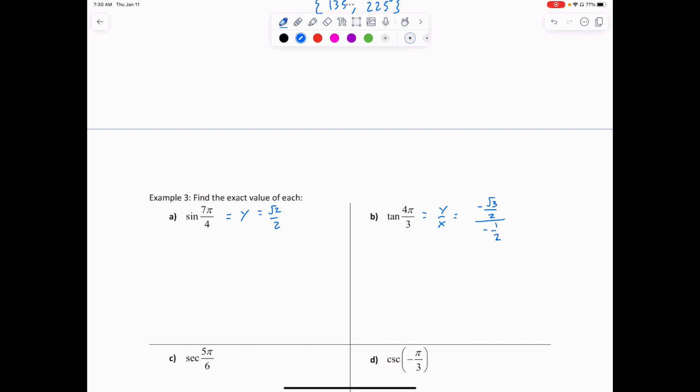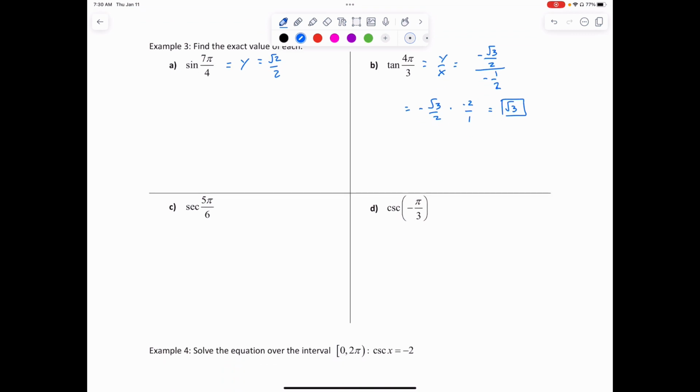And now we just need to do that fractional division. Well, when we divide by a fraction, it's the same thing as multiplying by the reciprocal. This is negative radical 3 over 2 times negative 2 over 1. Those 2's cancel, the negatives cancel, and I get radical 3 over 1, which is just radical 3.